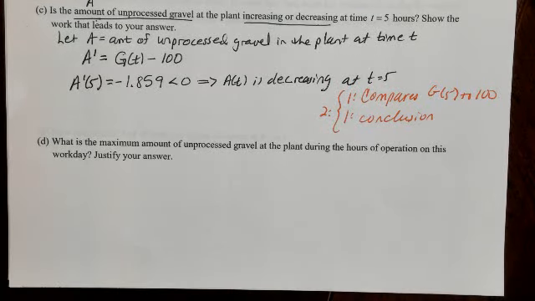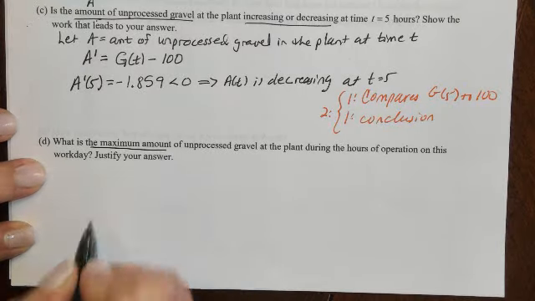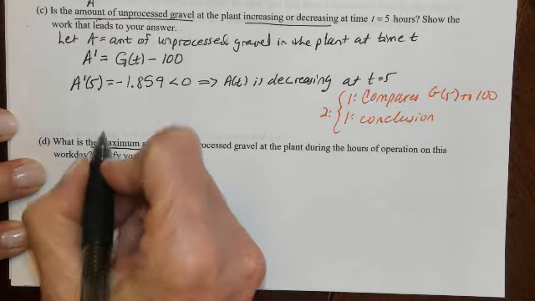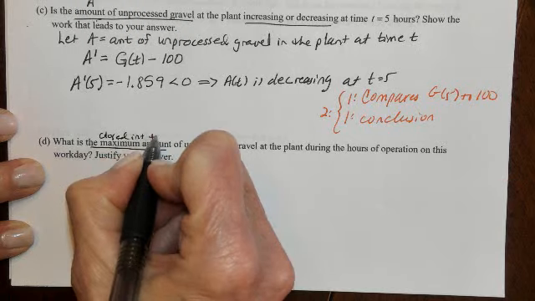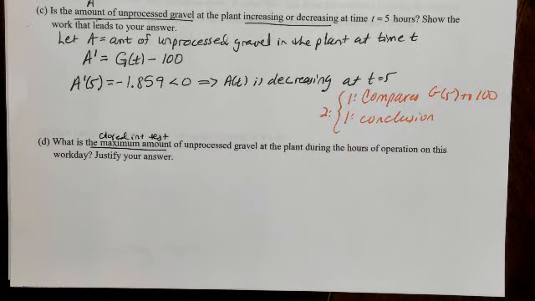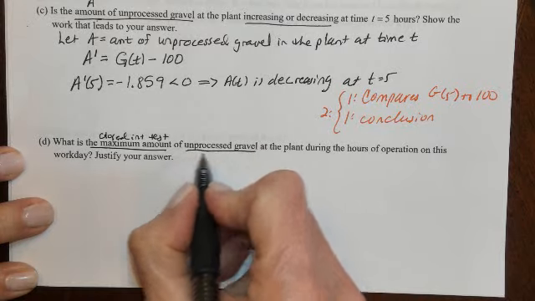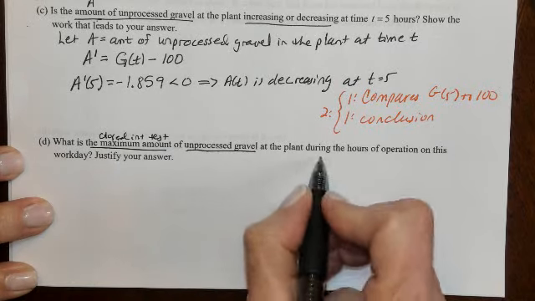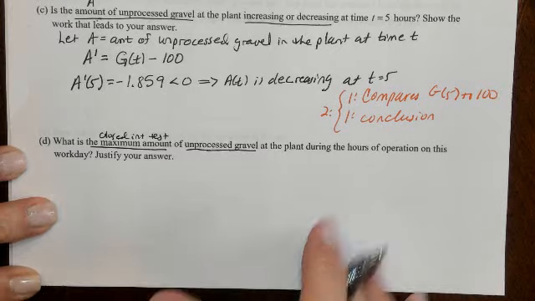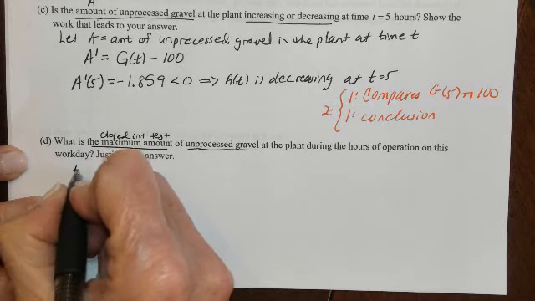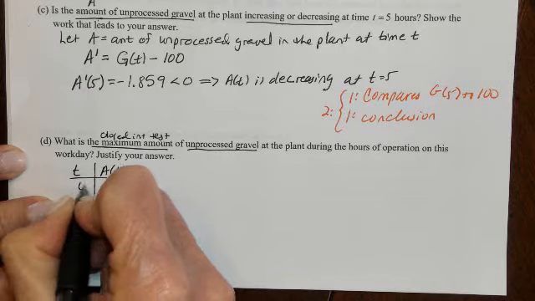Part D. What is the maximum amount? Absolute maximum amount. I already am thinking closed interval test. That's my thought process. What's the maximum amount of unprocessed gravel, so the max A, at the plant during the hours of operation, 0 to 8? So closed interval test with our amount A on 0 to 8.